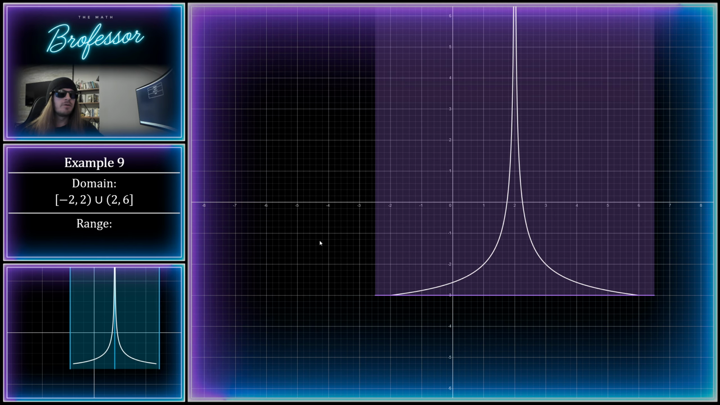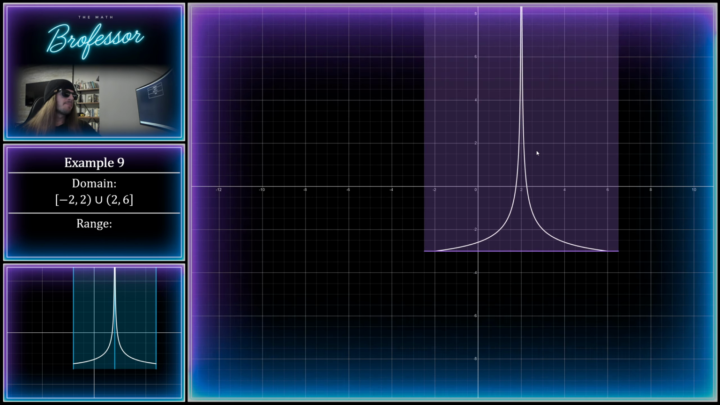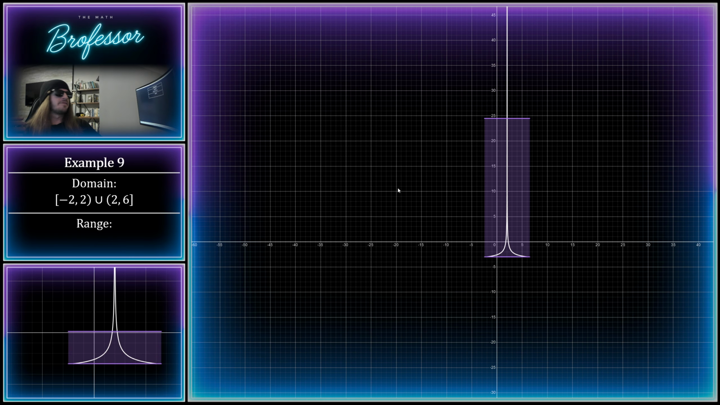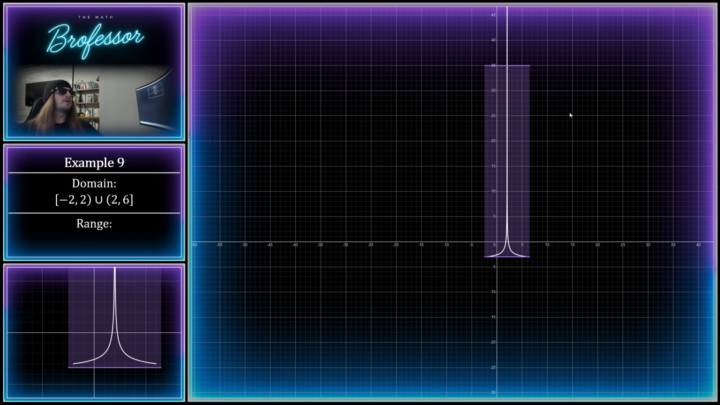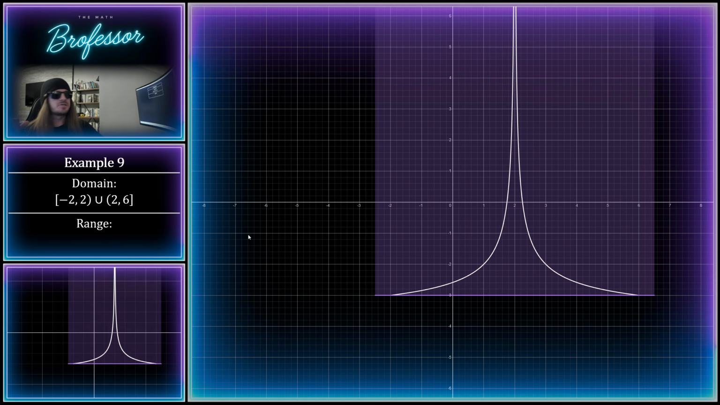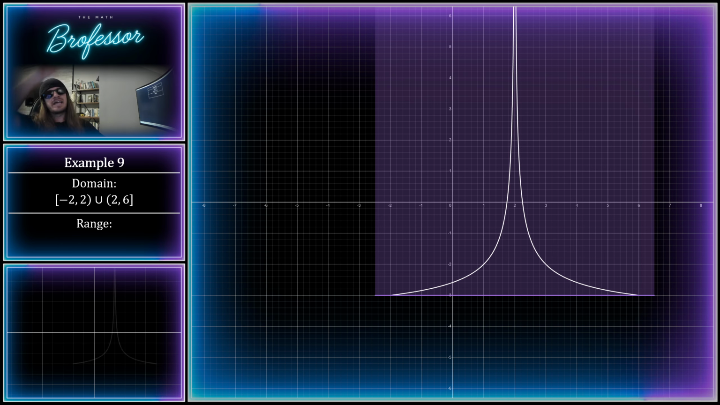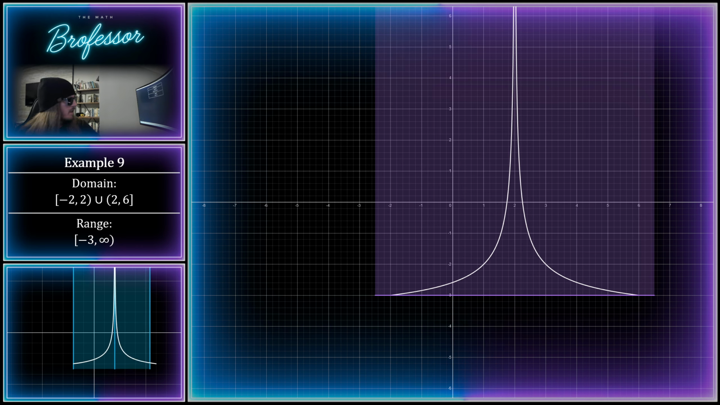So let's go a little bit more and see if we can't get above this thing. And we've seen this many times today. You're not going to be able to get on top of this thing. This graph does not have an upper boundary. It extends infinitely up. So we have our lower boundary down here at -3. It extends up to infinity. So we write that bracket -3, comma, infinity, parenthesis.